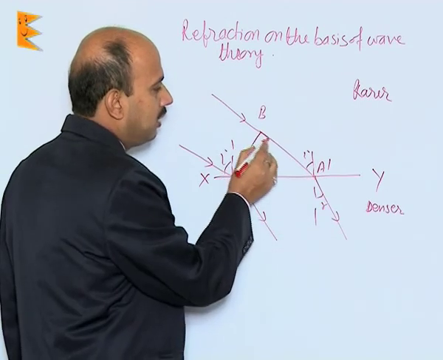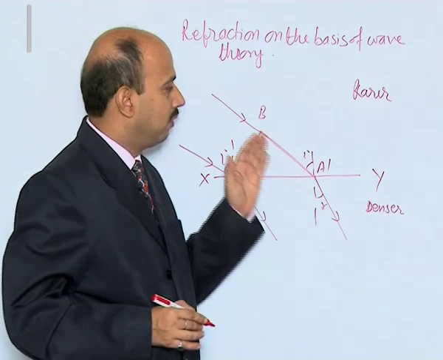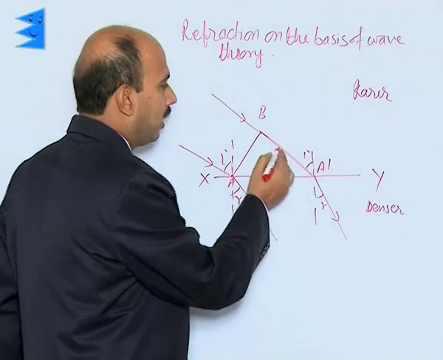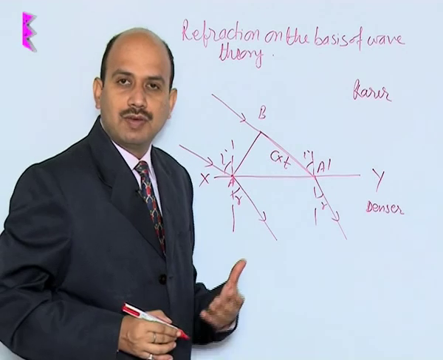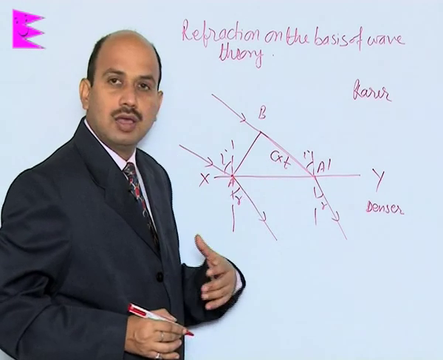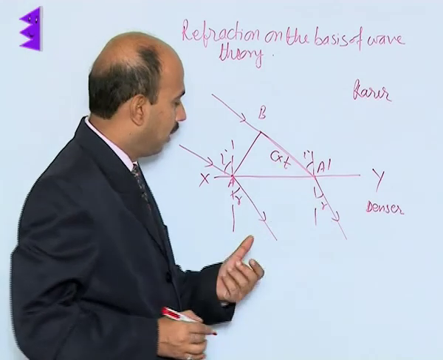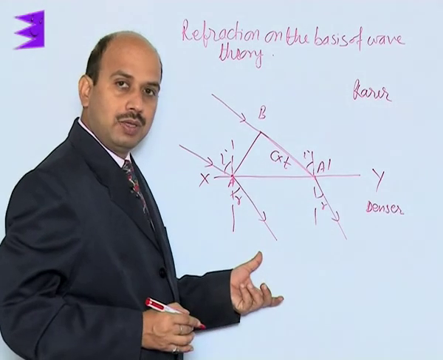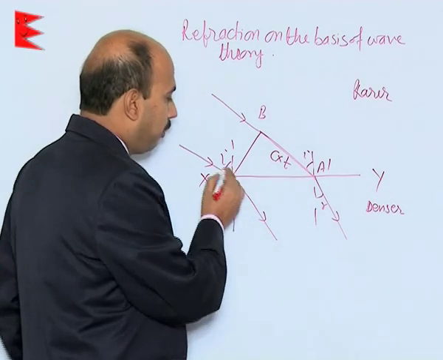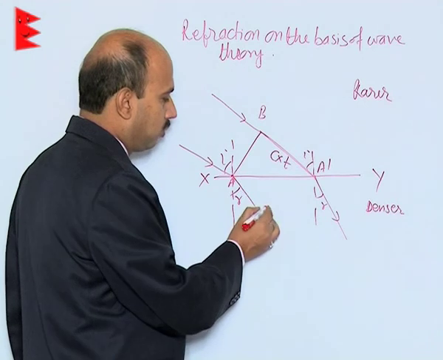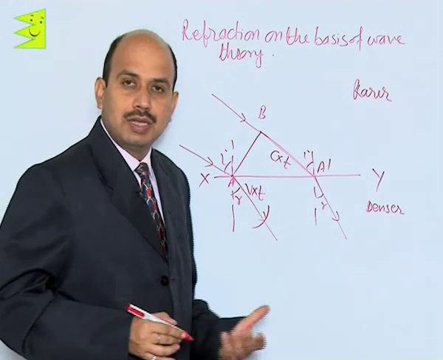Now, this radiation BA dash, suppose the light has taken time t to travel from B to A dash. So, BA dash is equal to c into t, because the speed of light in vacuum or in air is c. So, the distance travelled BA dash in time t is equal to c into t, but the radiation coming into the medium at the same time travels a different distance in time interval t. Suppose this distance is v into t, because the speed of light in the medium is v.